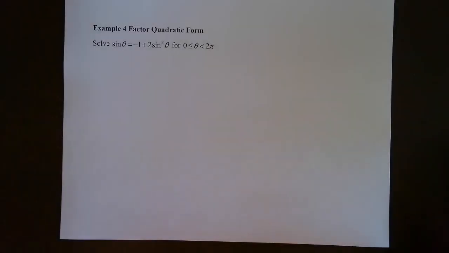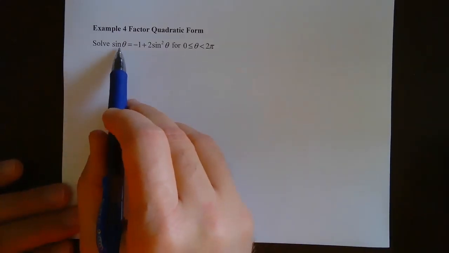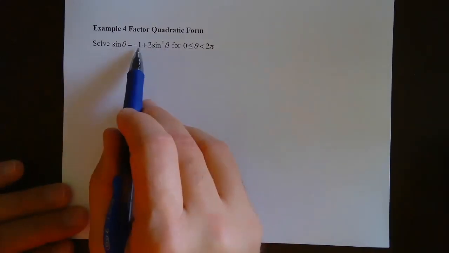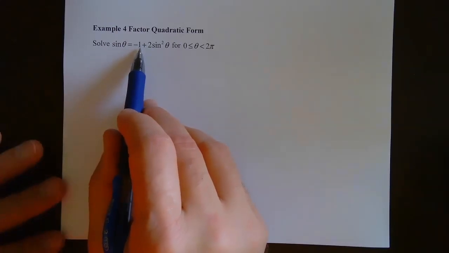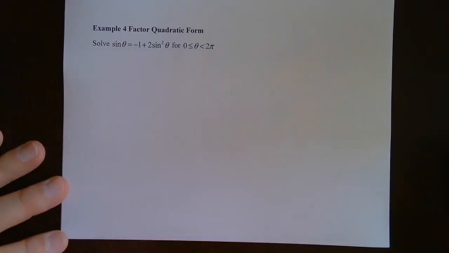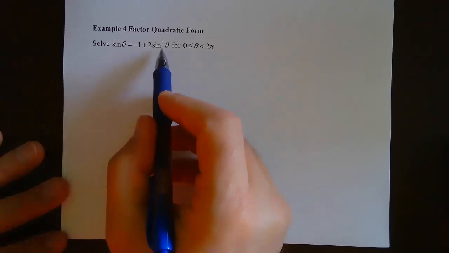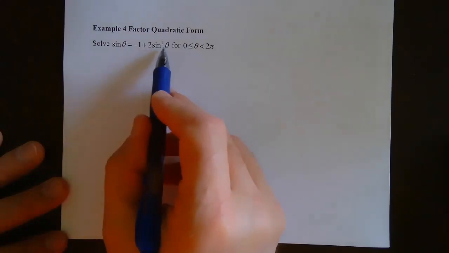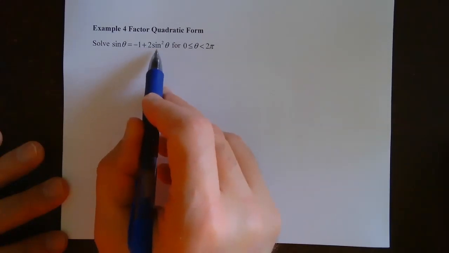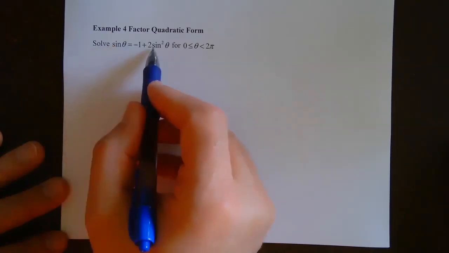So this next one, what's different between this one and the first one is that we have sine squared theta, and then we also have this negative 1. So we should be thinking, we have a squared term, a regular term, and then a constant. That's quadratic form. When you see that, that's like x squared and x and plus a number. So what we're going to do is, right now this is 2 sine squared theta. I want to keep it positive because it's easier to factor that way. So I'm going to move the sine theta over to the left-hand side.